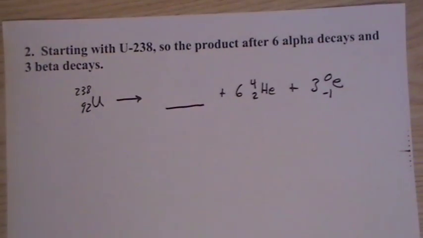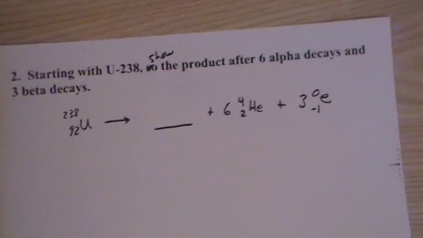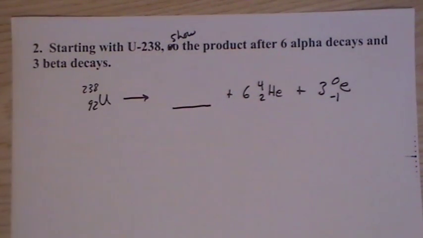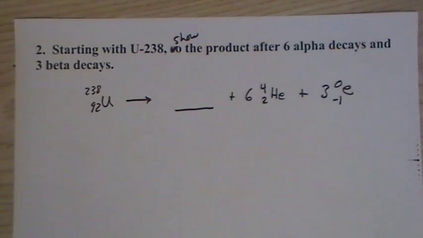Okay, then we have, starting with uranium-238, the product after 6 alpha decays and 3 beta decays. Oh, I think this is supposed to be show the product. So we have 4 of these radioactive decay series, and the one that they show in the book is the one that I think I used here, but it doesn't have to be. What we find is that we start with a radioactive isotope that's very heavy, a very large one, and it'll break down by an alpha decay, and then by another one.